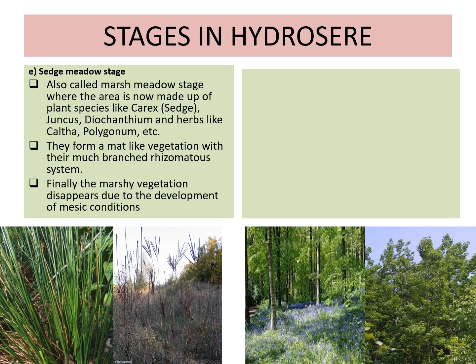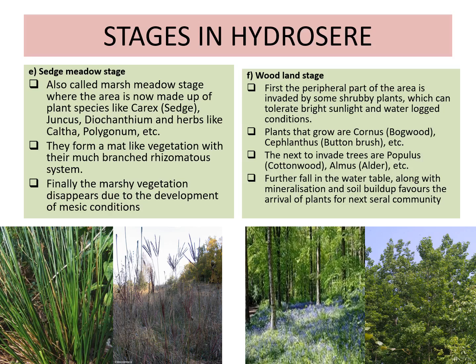Next stage is the sedge meadow stage, also known as marsh meadow stage, where the area is now made up of plant species like Carex, that is sedge, Juncus, Caltha, Polygonum. They form mat-like vegetation which has a much branched rhizomatous system. Finally, the marshy vegetation disappears due to the development of mesic conditions. Then is the woodland stage.